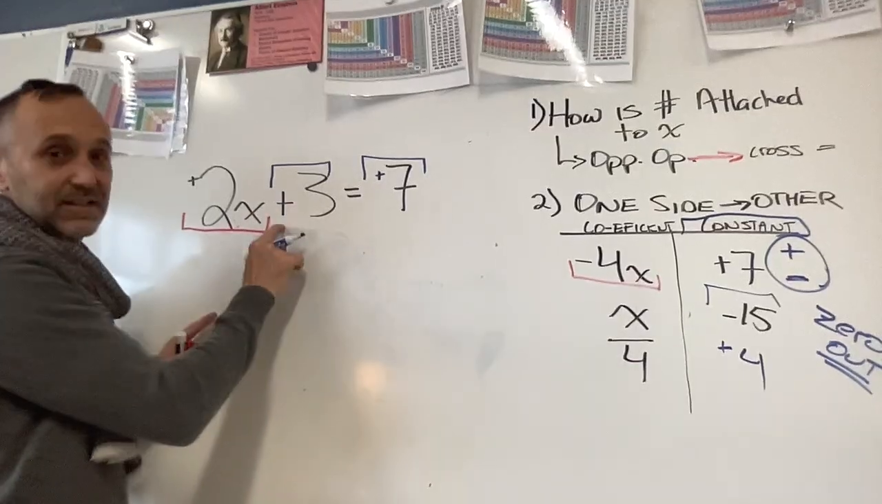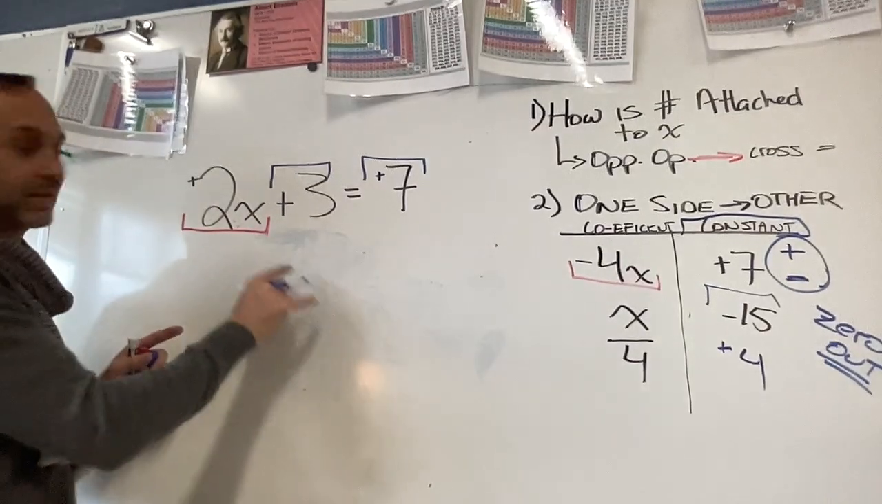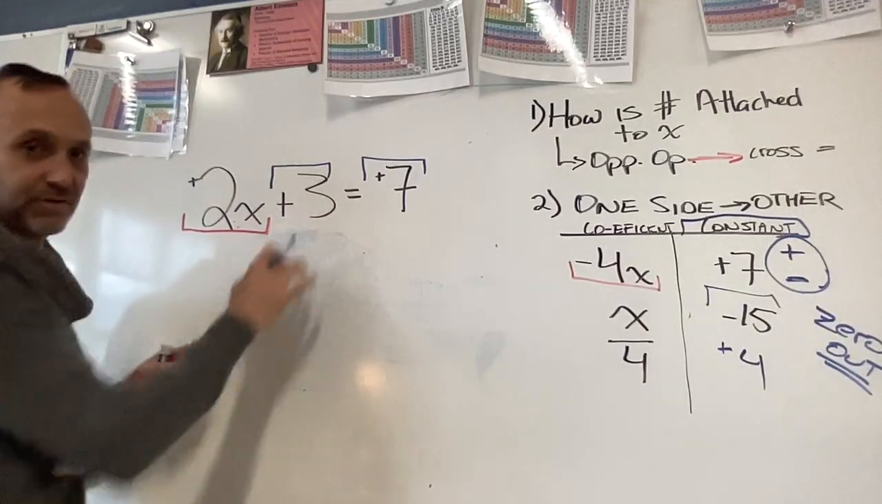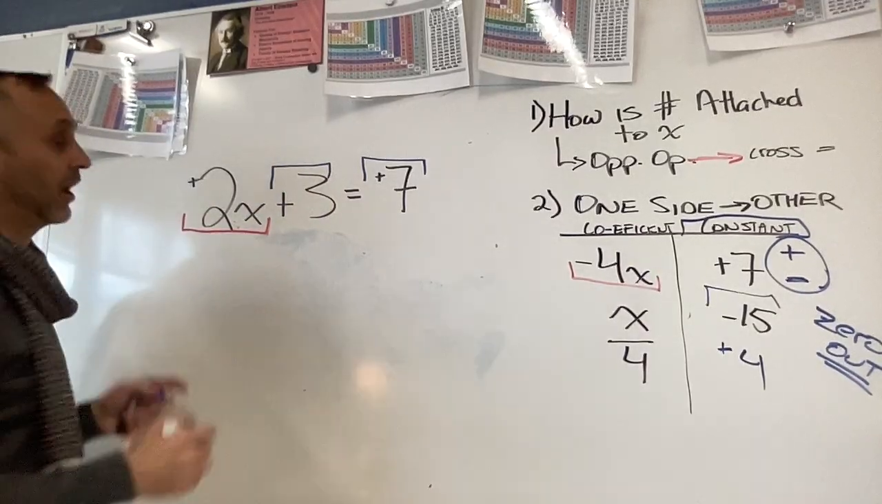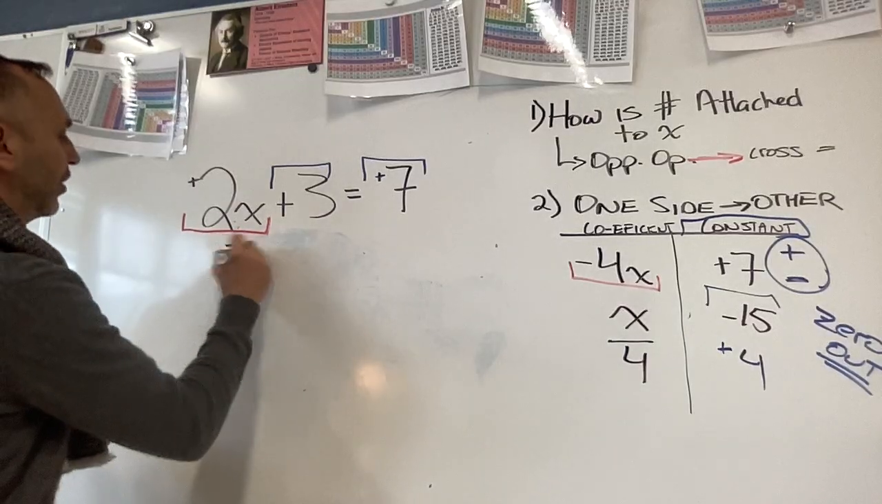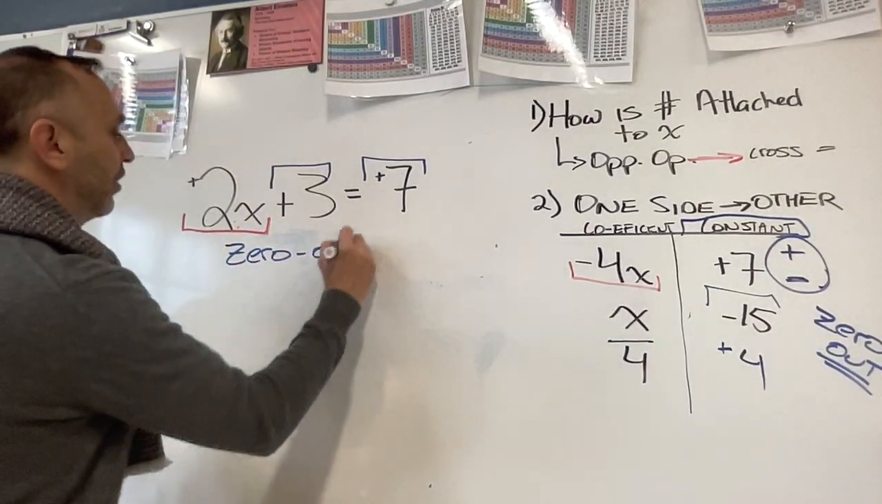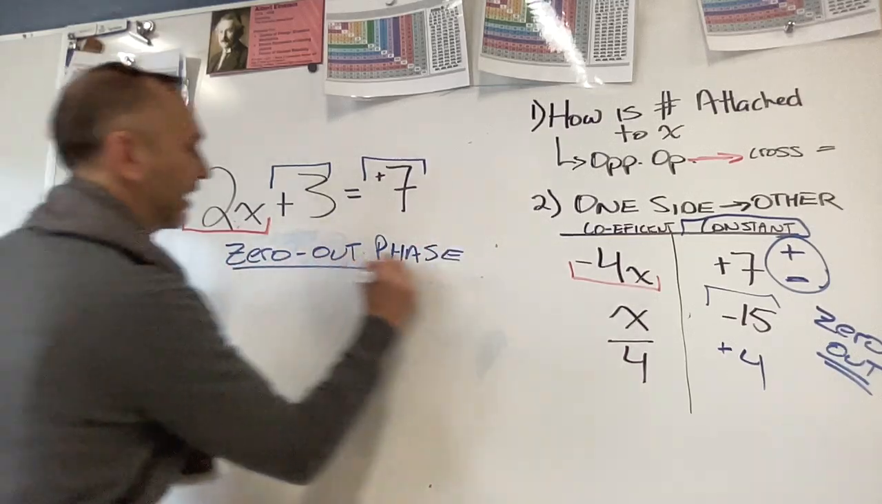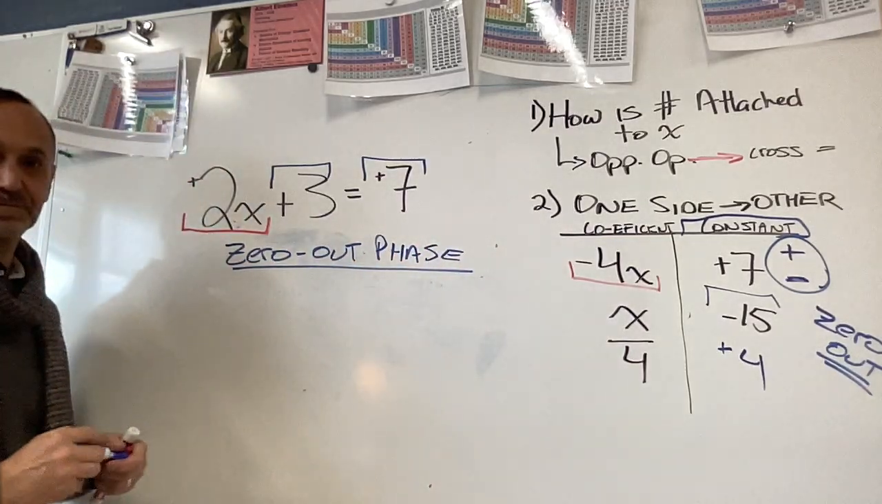Notice how I take the sign. There should be no gaps. This is not 2x plus 3. This is 2x and positive 3. So in this case, our very first phase is going to be our 0 out phase. Okay, that's our very first phase.